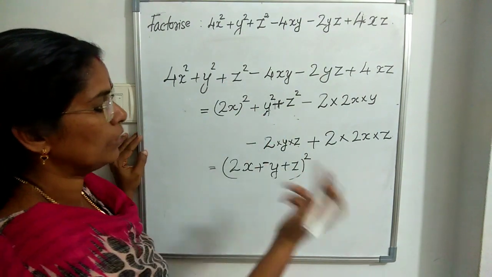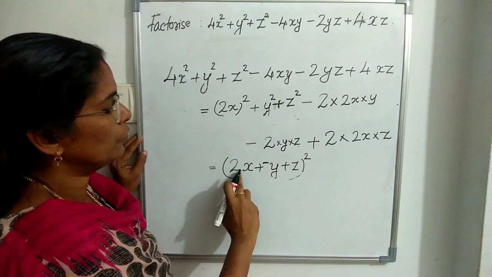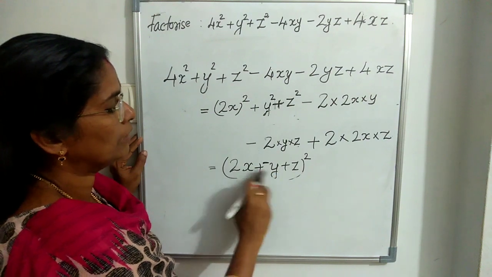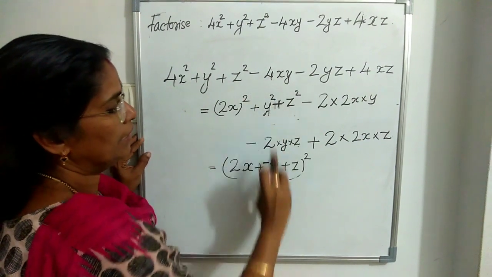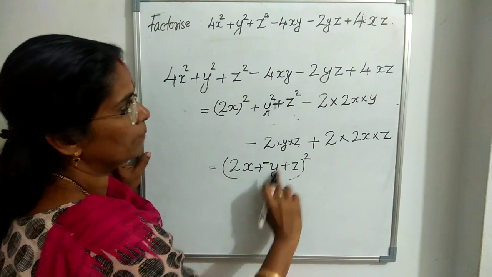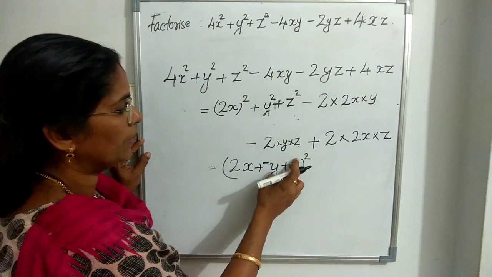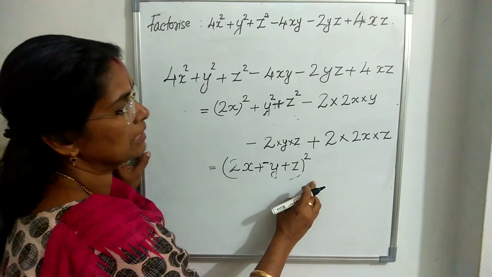Now next term is 2ab. So plus 2 into these two terms are multiplied. So negative it is coming. So minus 4xy. Next you are multiplying these two, it's a double. Minus yz. Next we are multiplying 2x and z. It is a positive term.